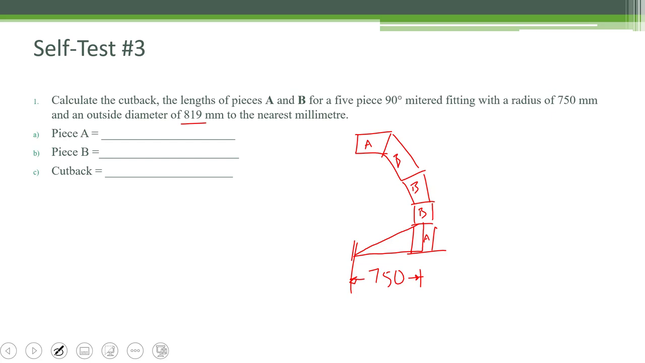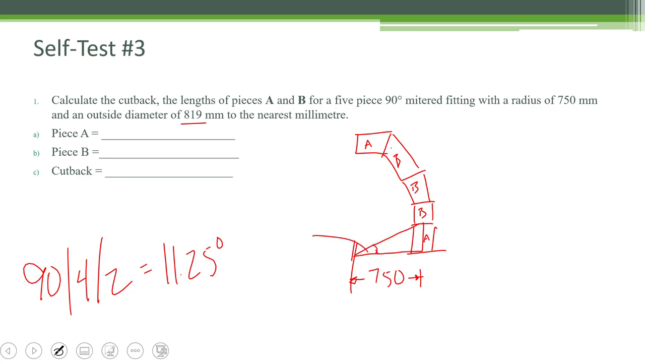Okay, so the first thing I got to find is my cut angle. So it's 90 degrees. 90 divided by the number of welds. 1, 2, 3, 4 welds. Divided by 2. So 90 divided by 4 divided by 2 equals 11.25 degrees. Okay, so that tells me that this angle right here is 11.25 degrees.